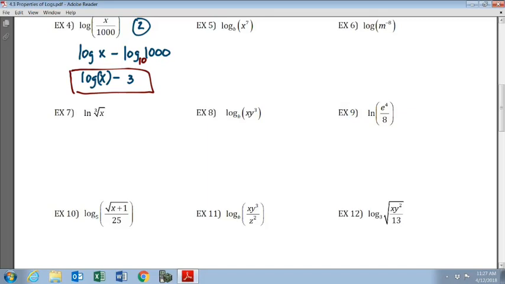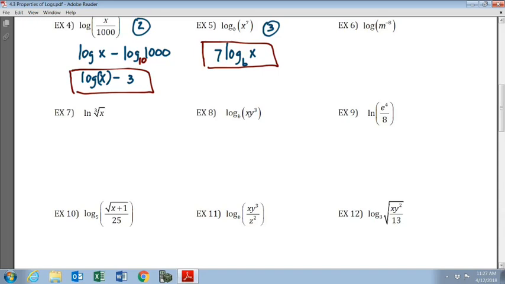Alright, let's go ahead and look at example 5. This will be our first example where we have the log of a power, x to the 7th power, and so we can use the power rule, and we're just going to move the exponent out front.